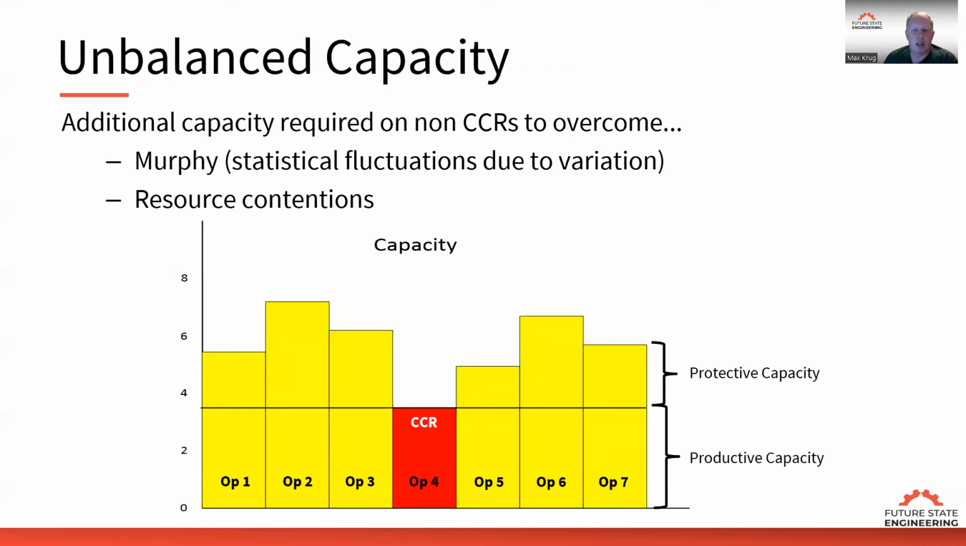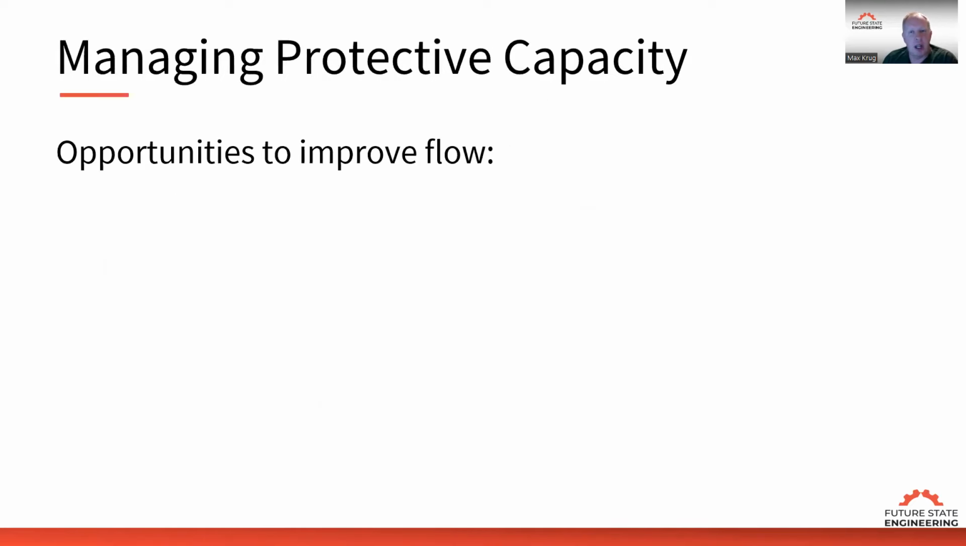So when we look at unbalanced capacity, by definition, again, we have protective capacity and all these non-bottlenecks or non-constraints. So how do we leverage that? We can really manage our protective capacity. There are real opportunities to improve flow of the system. And I've come up with some different concepts that I've used in companies to help them improve flow even beyond what they thought was possible.